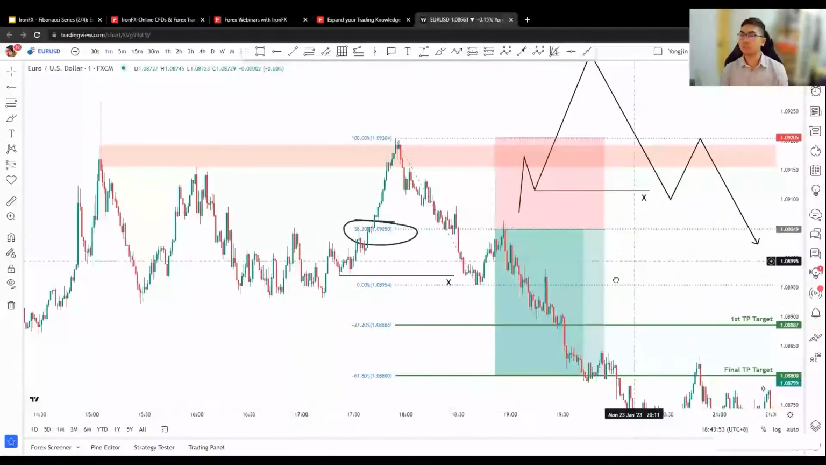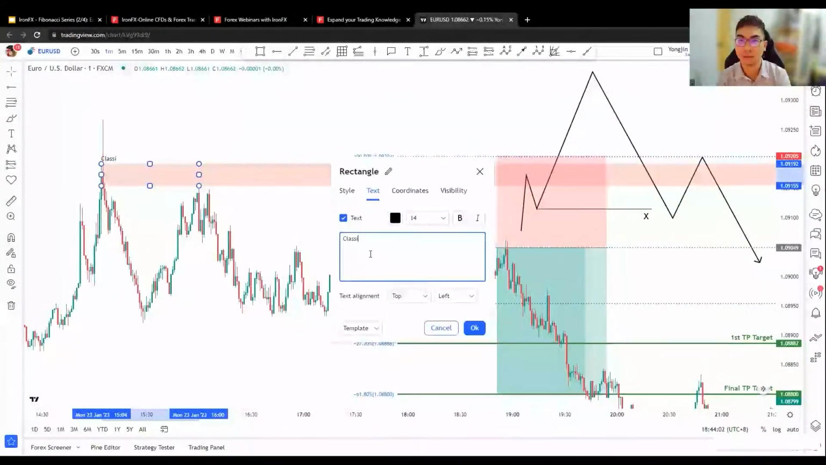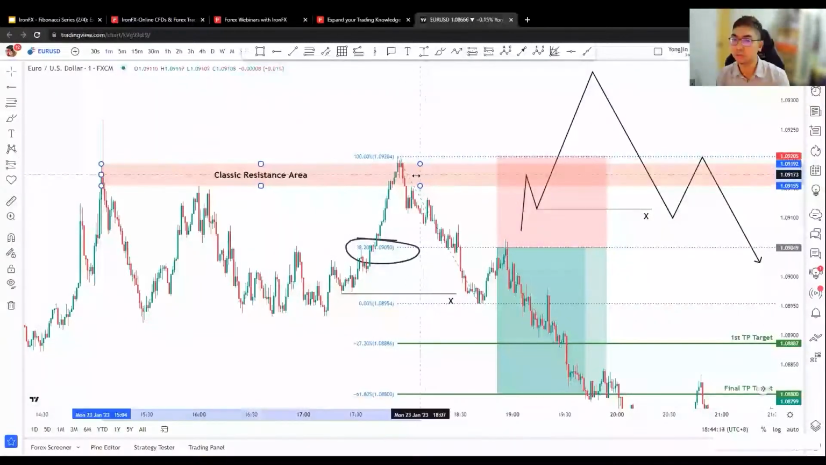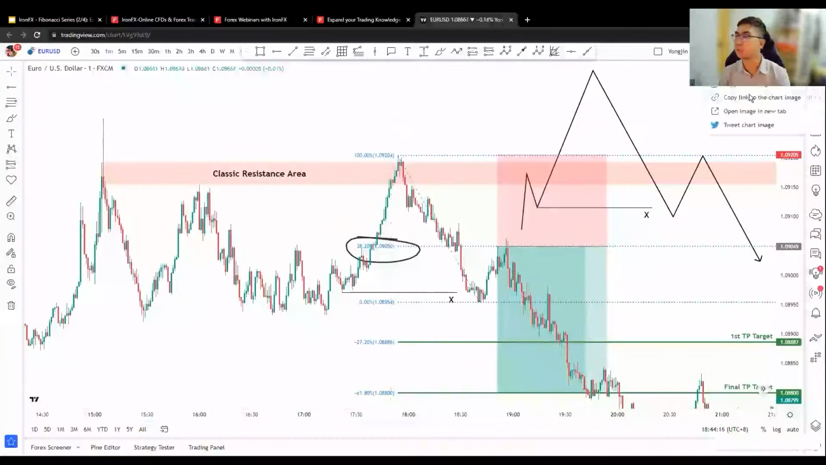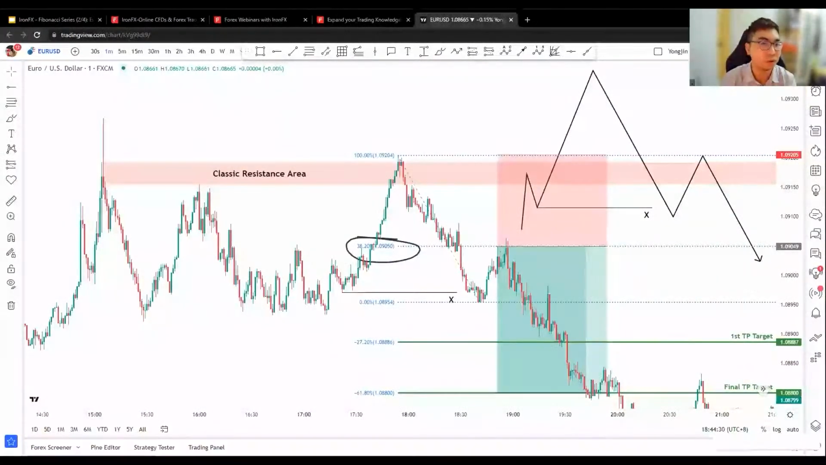Okay, so I'll just screenshot this down and send it to the chat. Maybe I should label this out. This is a very, very nice classic resistance area. Okay, I'll just screenshot this down nicely and send it to the chat. So this is another example on the use of Fibonacci expansion lines for your take profit targets.